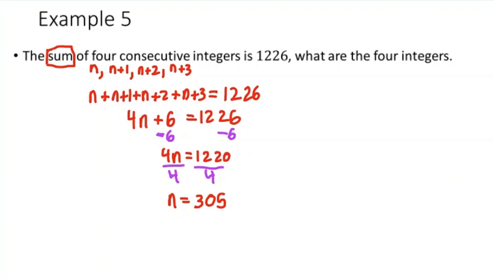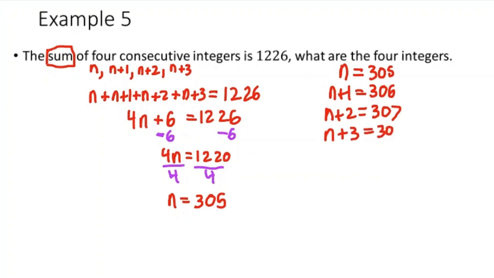Now again, we have to be careful with the question. They ask, what are the 4 integers? n represents our first integer. Our first integer is 305. What would be the next one? That would be 306. Our third integer is 307. Our fourth integer would be 308. And there's our 4 consecutive integers, whose sum is 1,226.